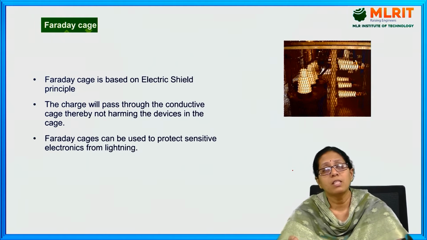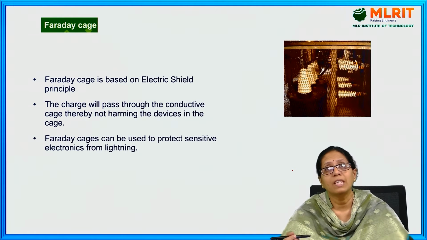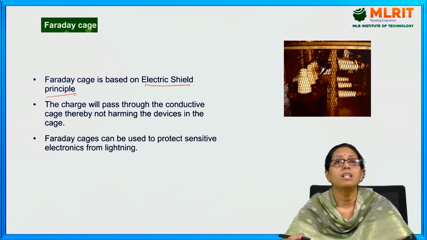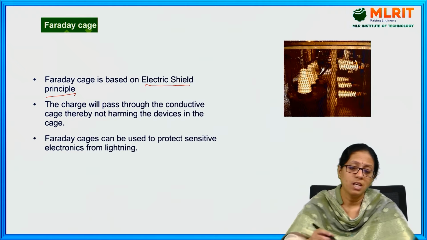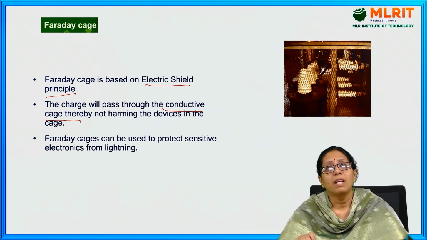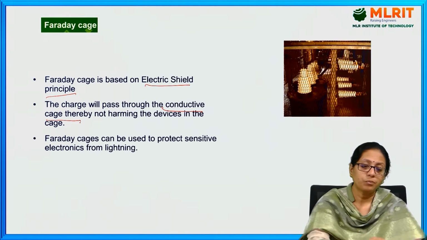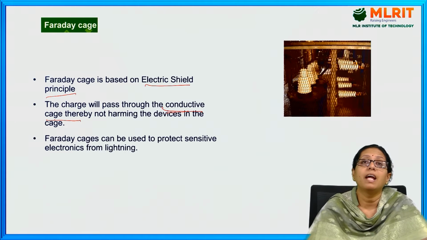The first one is Faraday's cage. It is mainly based on the electric shield principle. The charge will pass through the conductive cage, thereby not harming the devices in the cage. That means it will pass the current through the conductive cage, which is placed nearby the lightning effect.